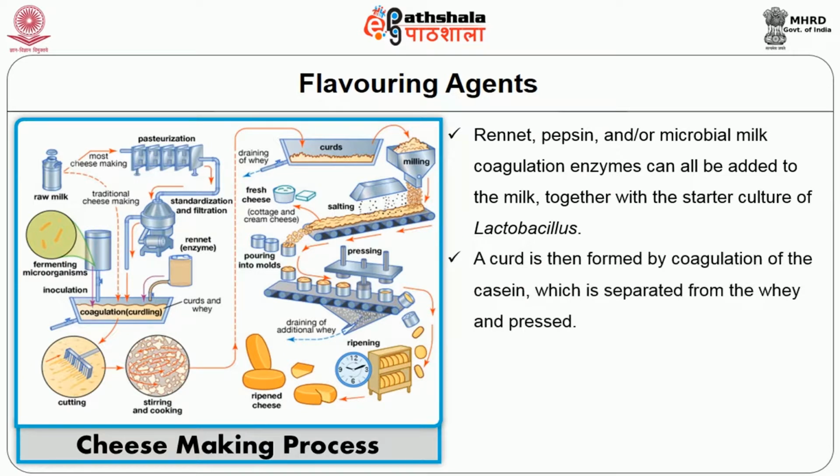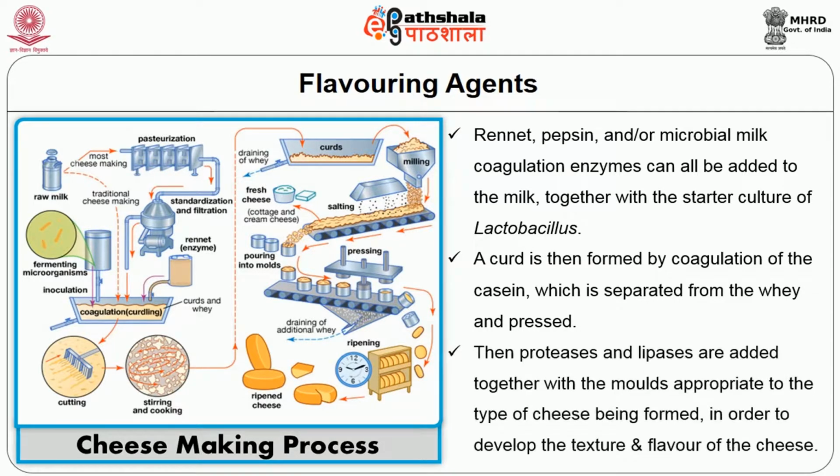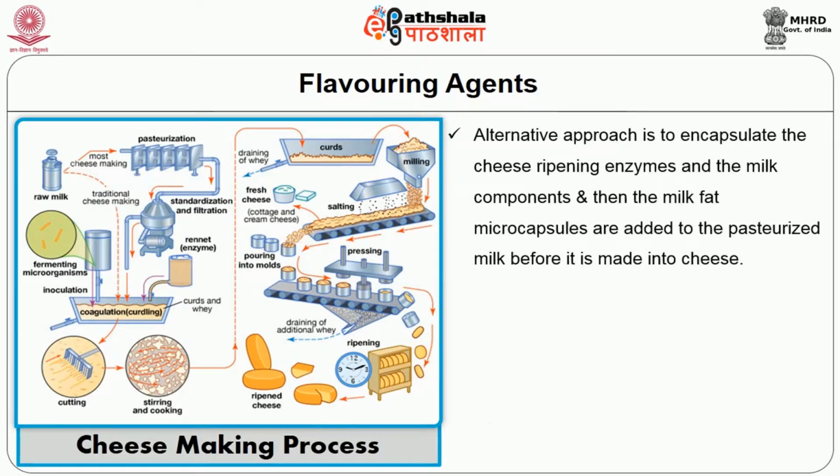A curd is then formed by coagulation of the casein, which is separated from the whey and then pressed. Then proteases and lipases are added together with the molds appropriate to the type of cheese being formed in order to develop the texture and flavor of the cheese. An alternative approach is to encapsulate the cheese ripening enzymes in milk components, and then the milk fat microcapsules are added to the pasteurized milk before it is made into cheese.